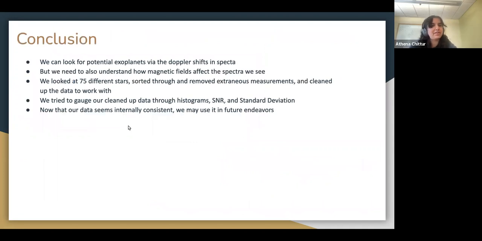So to conclude, one of the ways that we want to look for exoplanets is Doppler shifts in the spectra, but magnetic fields affect the spectra that we see. So we want to account for this. We looked at 75 different stars. We sorted through and removed extraneous measurements so that we can clean up the data to work with. And we tried to take a gauge of what this data looks like through histograms, the signal to noise ratio, and the standard deviation. Now that we're fairly confident that our data is internally consistent, we can actually use this data for future endeavors in finding exoplanets.